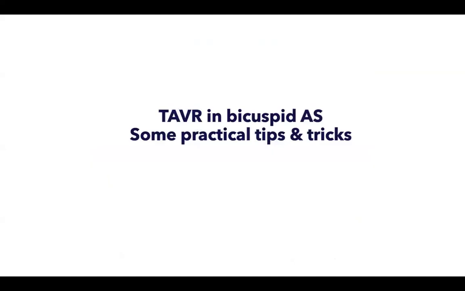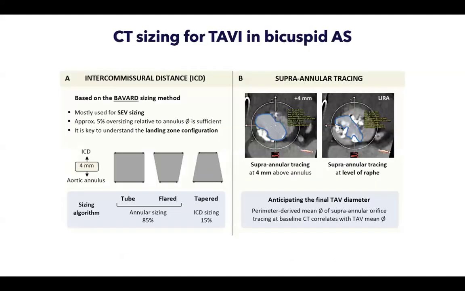So now, for the last 15 minutes, I go to some practical tips and tricks. First about sizing, because before you go into the procedure, you have your CT of your patient. How do you do your sizing for bicuspid? There are many different methodologies, as you know, but what do I use most, or more and more?